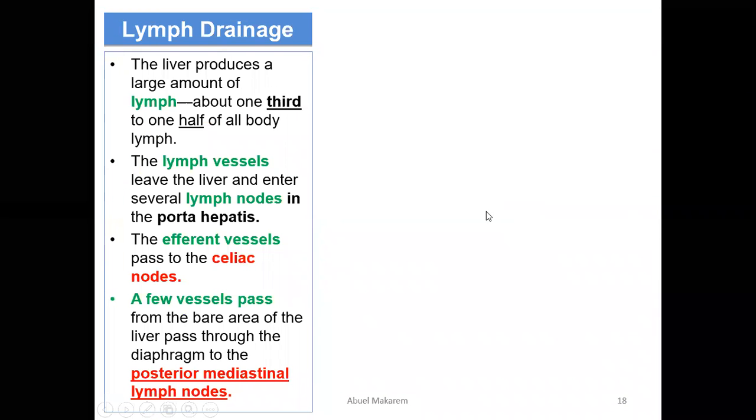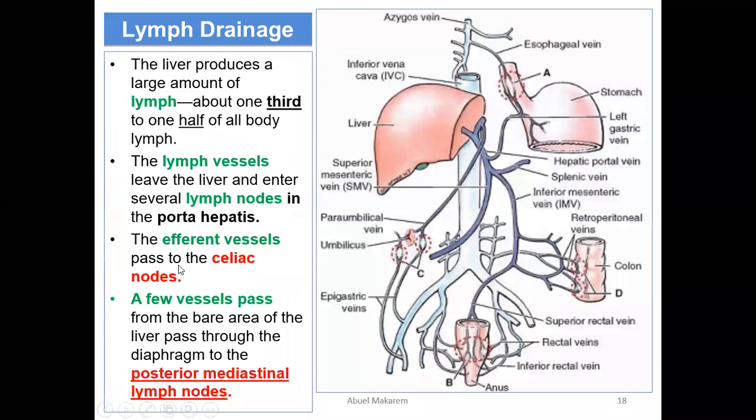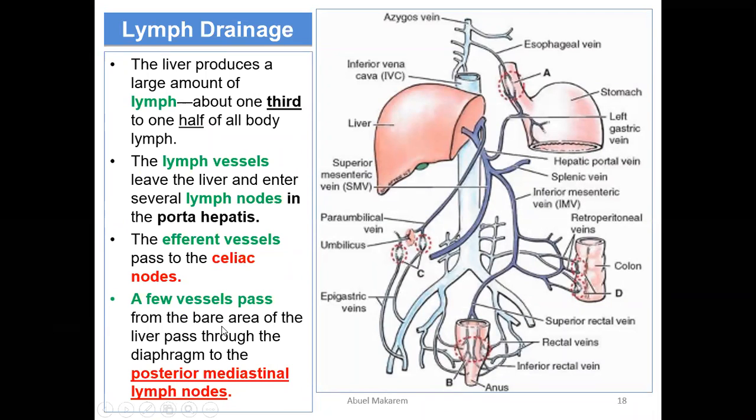Okay, so it will drain into the celiac group of lymph nodes. A few vessels pass from the bare area of the liver, through the diaphragm, to the posterior mediastinal lymph nodes. So some of the vessels from the bare area go to the posterior mediastinum, that is, into the chest. If there is any pathology within the liver, it not only drains into the abdomen, but it can spread even to the thoracic region because of the connection of the lymphatic drainage to the posterior mediastinal lymph nodes.